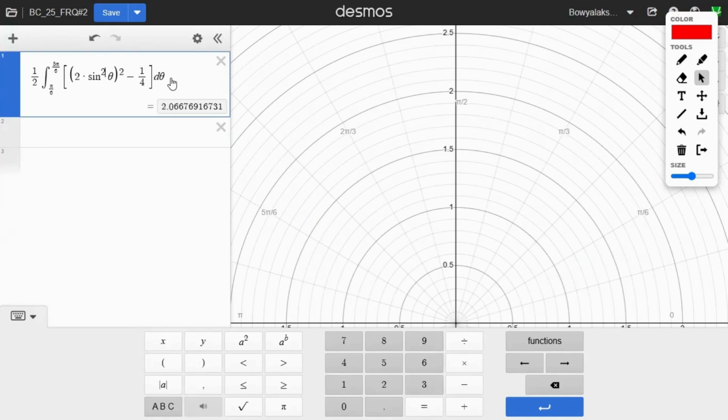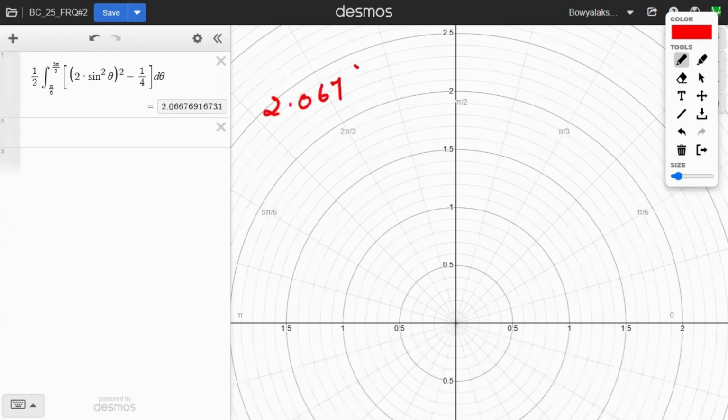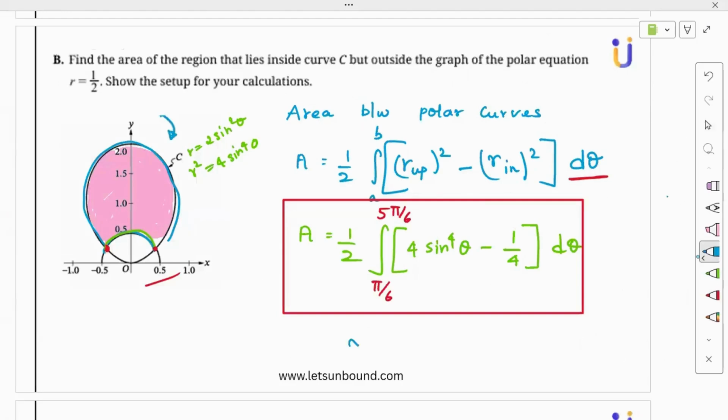And we got 2.0067. And taking to 3 decimal places, it will be 2.067 approximately. Right? And we are moving to whiteboard now. And this is the final answer. So it's approximately 2.067 square units you can give as its area.